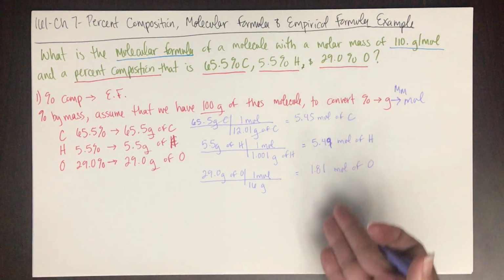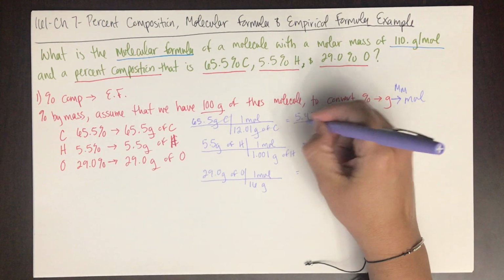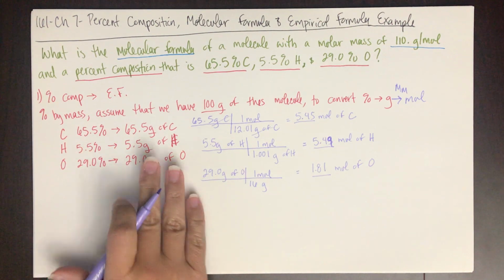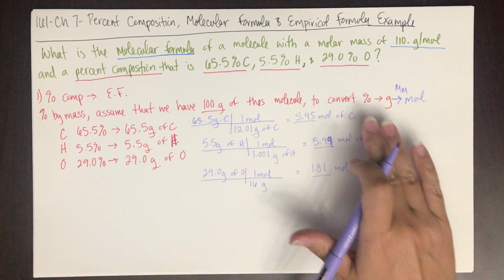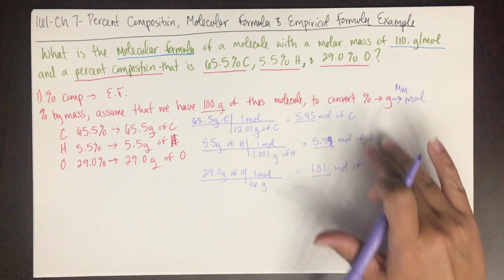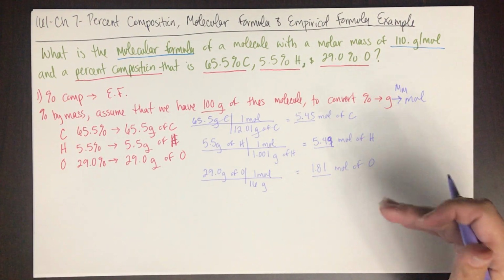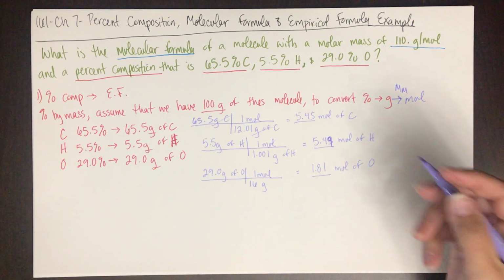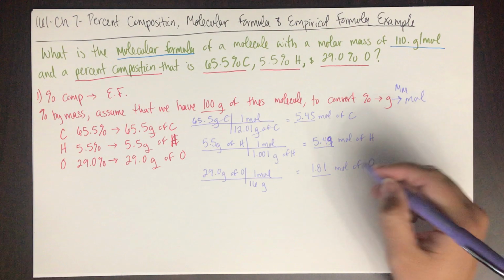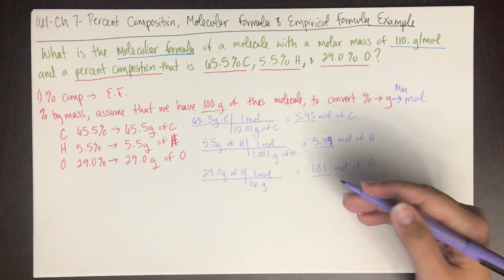So these numbers tell me we went from percent to grams to moles. Now this is the ratio of moles of each of these elements in this molecule. So what I'm trying to do from this is see what the subscripts are in my molecule.